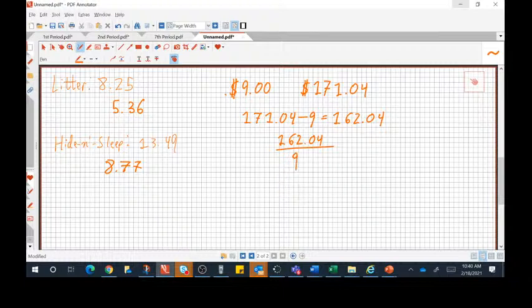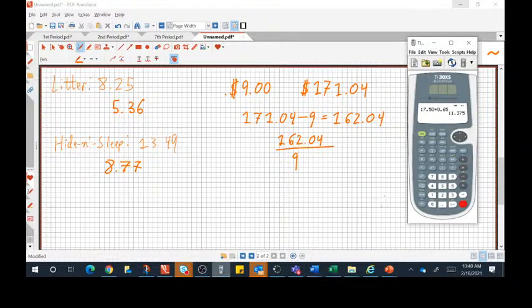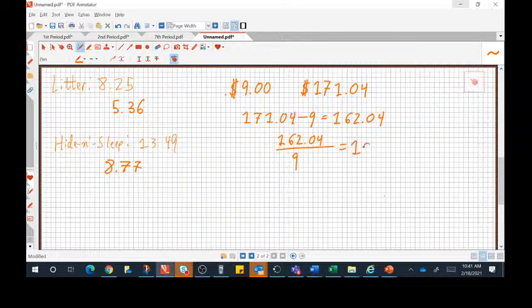And here's why. They're selling it for $171.04. So we're going to find out how much more you pay for it than they did. And then you're going to divide it by the wholesale, whatever it was they purchased it at. So if you do that, 162.04 divided by 9, 18 point, let's call it about 18. So 18%, right? It's 1,800% markup.